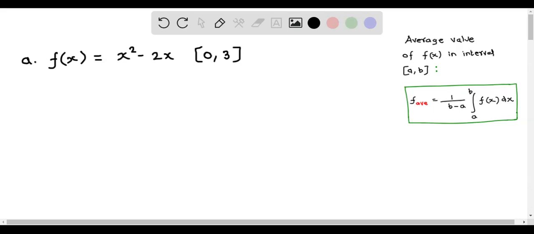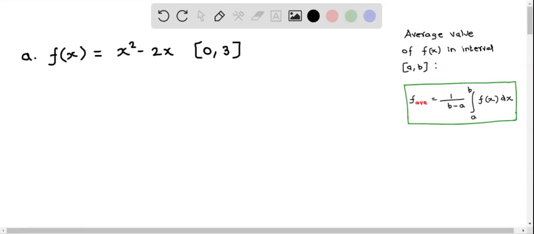Let's now determine the average value of the function f of x equals x squared minus 2x defined over the interval 0, comma 3. So here we are going to use the definition of the average value of the function, that is, average value of function f of x defined in the interval a comma b equals f average, that is, 1 over b minus a integral of a to b f of x dx.